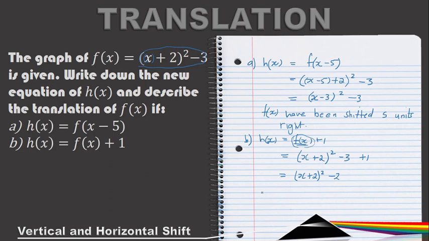And what has happened is f of x has been shifted. So this is 1 unit up, because that's the q value, has been shifted 1 unit up.